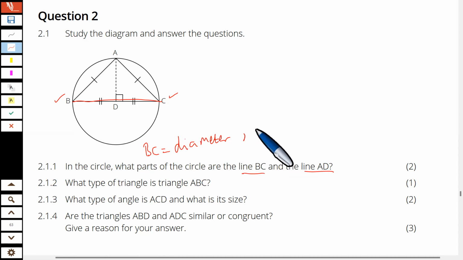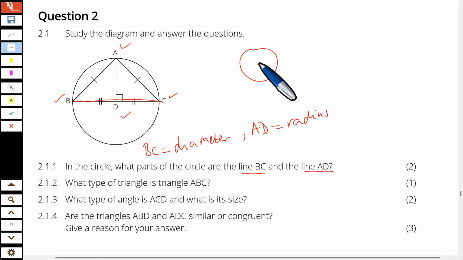What about line AD? Line AD. What do you call line AD? This is A and that is D. There's a line that is like this, from the center to the circumference. What do you call that line? The radius. It's called the radius. So that is a radius. Right, because now we are dealing with the line from the center to the circumference of the circle. So this line, the specific name is called the radius of the circle.